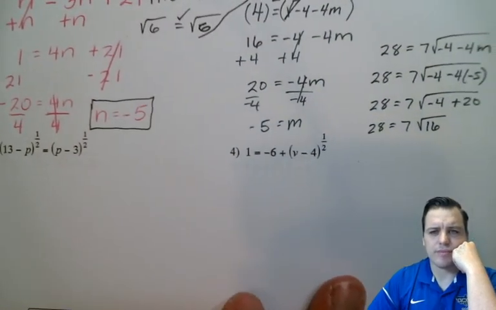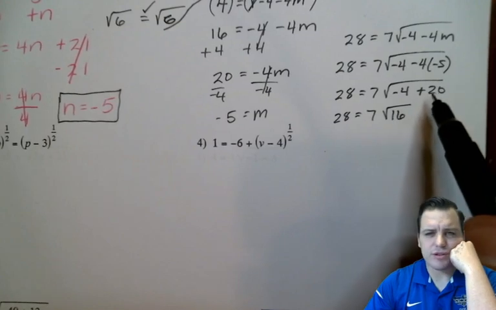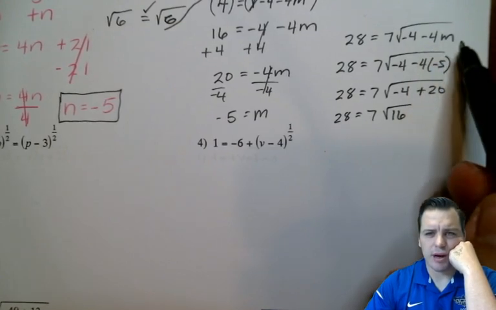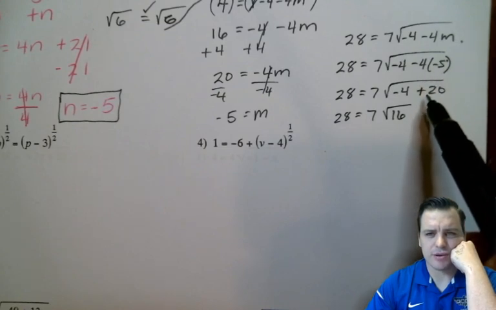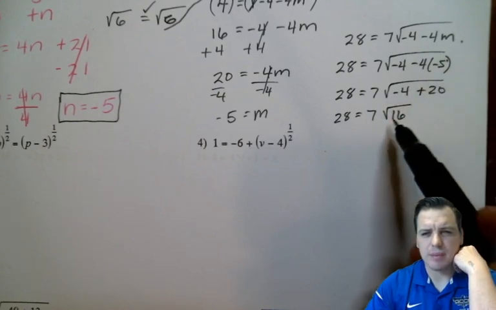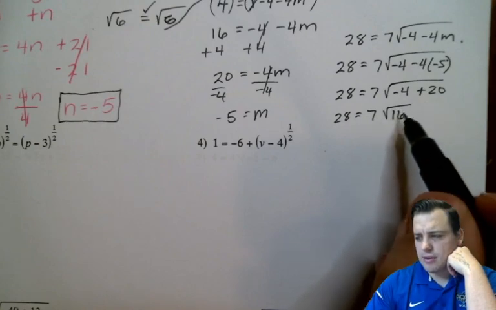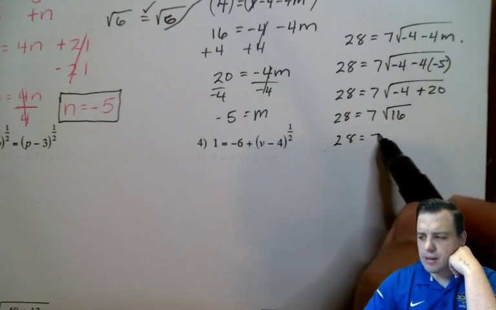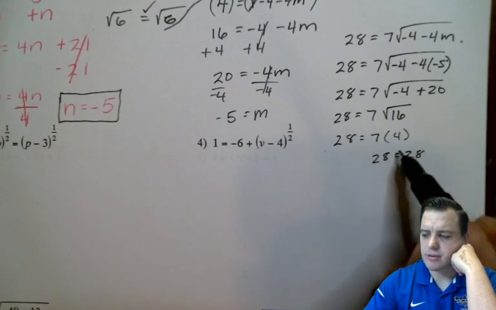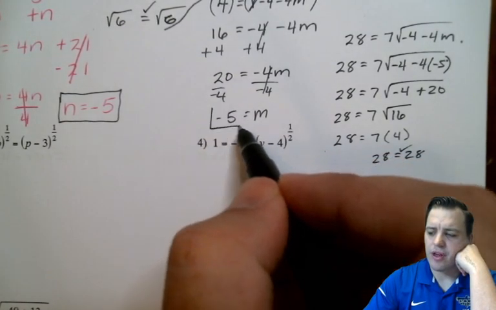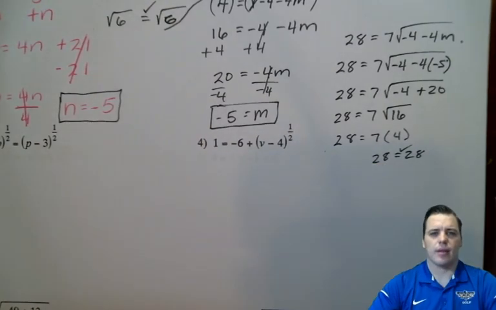Oh, sorry about that. So I just rewrote the problem and plugged in -5. -4 times -5 is positive 20. -4 plus 20 is positive 16. And the square root of 16 is 4. 7 times 4 is 28. So 28 is equal to 28. So therefore, that is the correct answer.